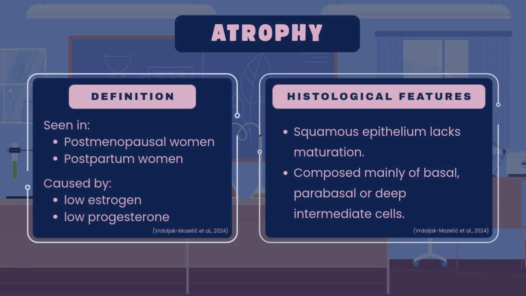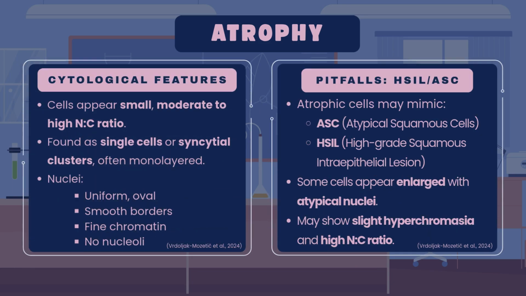It results from decreased estrogen and progesterone, which leads to thinning of the squamous epithelium and a loss of normal cell maturation. Normally, squamous cells mature as they move toward the surface. But in atrophy, this process is disrupted. The smear is dominated by basal, parabasal, or deep intermediate cells, while superficial cells are often absent.